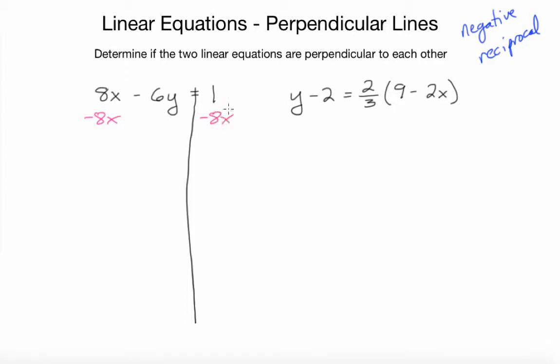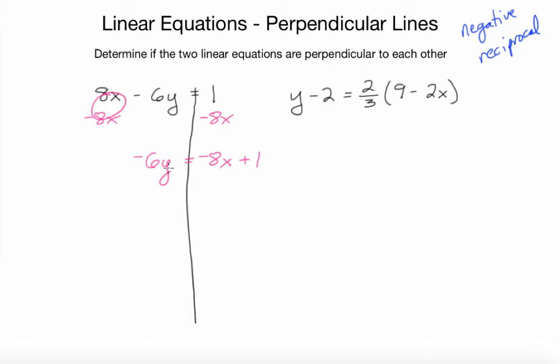We're just going to crunch out our algebra. You can see how algebra is really handy, just being able to do stuff with both sides of the equation. So we subtracted 8x from both sides. Now we've got negative, make sure we don't lose that negative sign, negative 6y equals negative 8x plus 1. So we're just rearranging this to get y by itself.